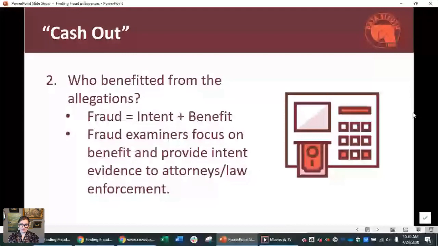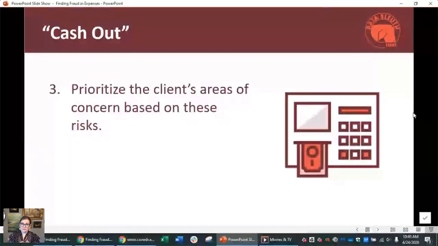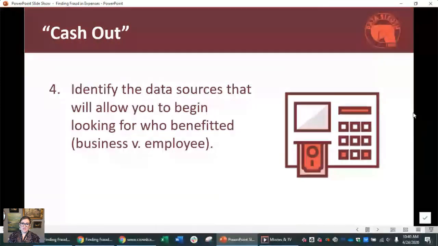But the primary focus of a fraud investigator is to prove benefit. So we're going to investigate and identify who benefited and how much, and then we can help with how that happened, which then leans towards that intent piece. We're going to prioritize the client's areas of concern based on these risks. And then we're going to identify data sources that allow us to look for who benefited.